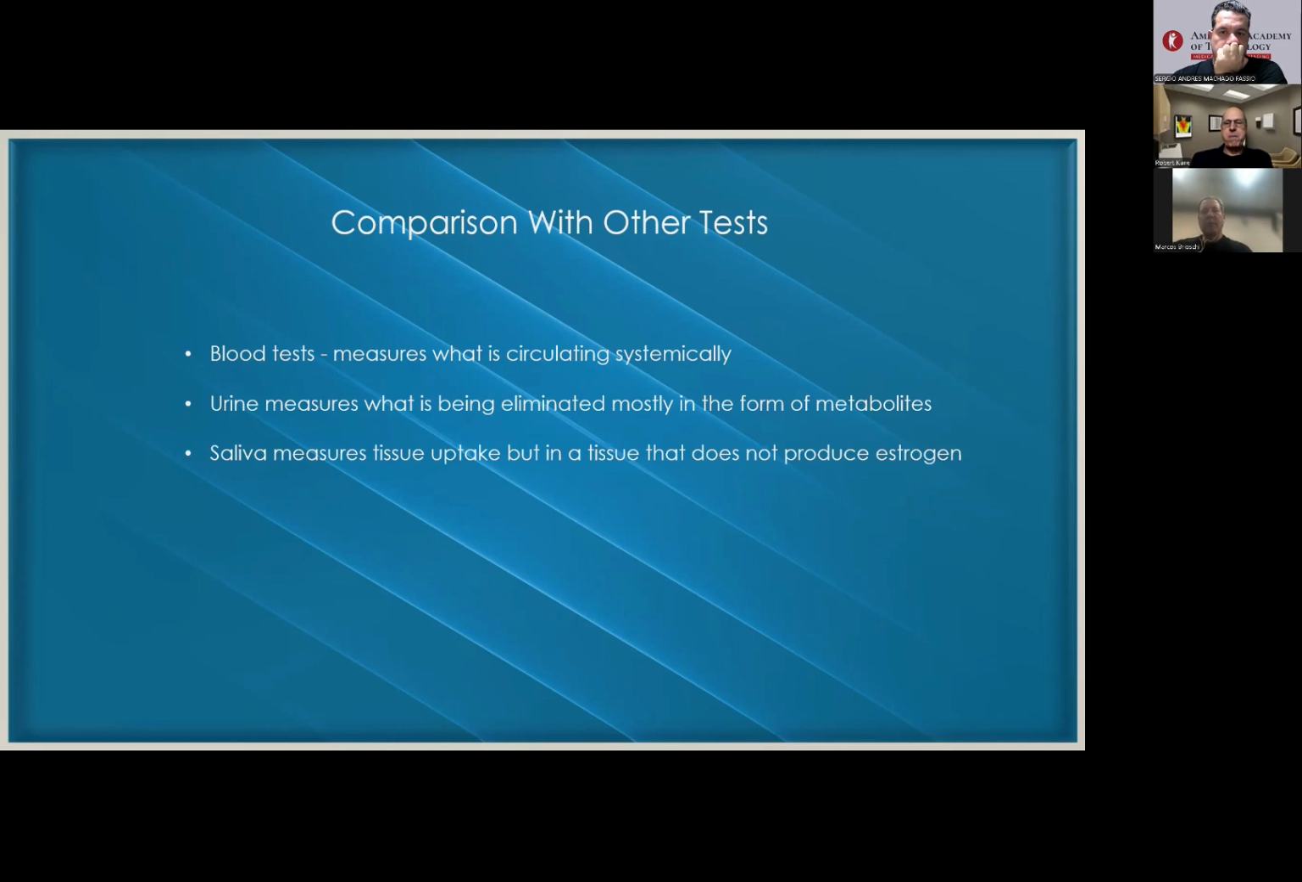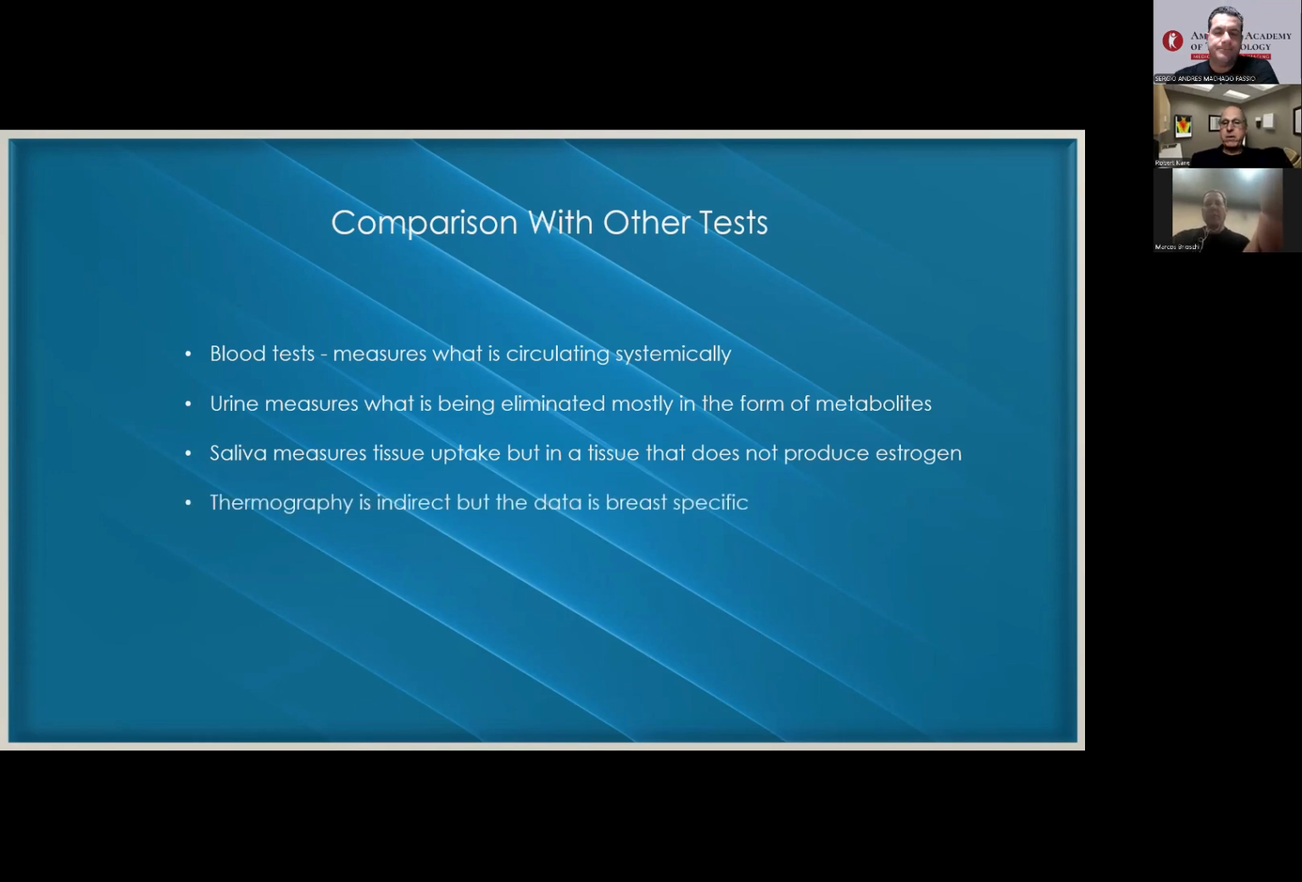Salivary tests are a little problematic because the accuracy isn't so great, but it's attempting to measure tissue uptake of estrogen. The theory behind this was that when we measure circulatory estrogen, that's what's in the circulation. But what are the tissues actually taking up? Well, in addition to general accuracy problems with saliva, the salivary gland does not produce estrogen, whereas the breast tissue actually does. So even if the salivary gland measurements were more accurate in themselves, this may not translate into what's actually happening in the breast tissue, because breast tissue is an estrogen producing organ.